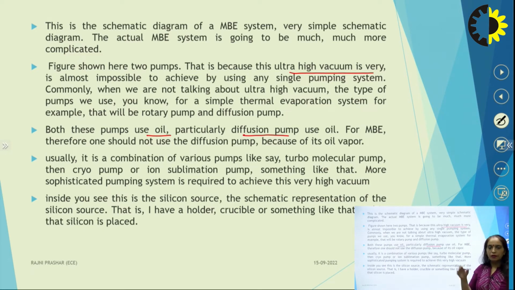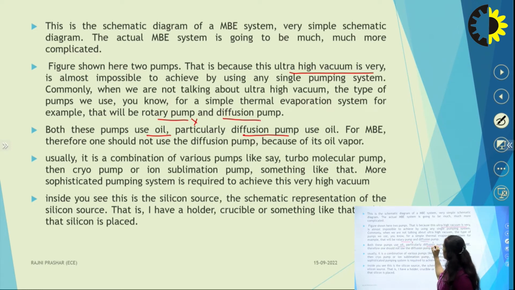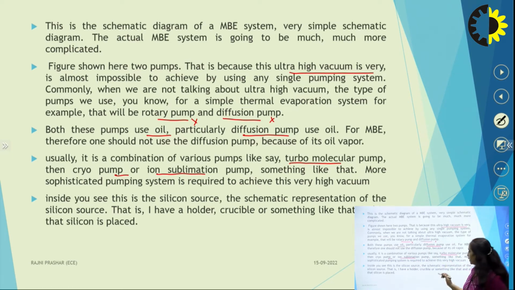That oil will be diffused and will be present in the form of vapors in a molecular beam system. So we generally do not use rotary pumps and diffusion pumps in molecular beam epitaxy. Pumps like the turbomolecular pump, cryo pump, and ion sublimation pump are used so that a very high vacuum can be created.